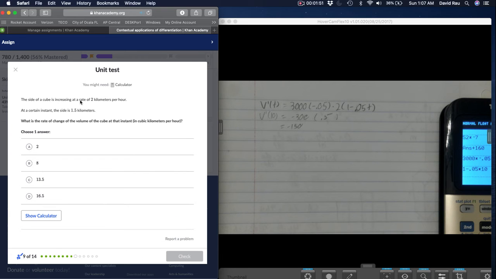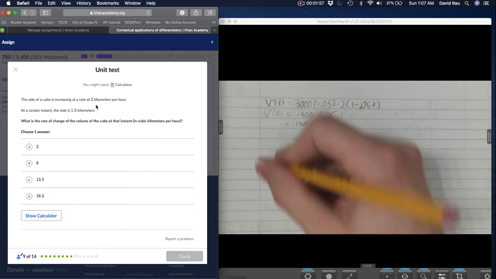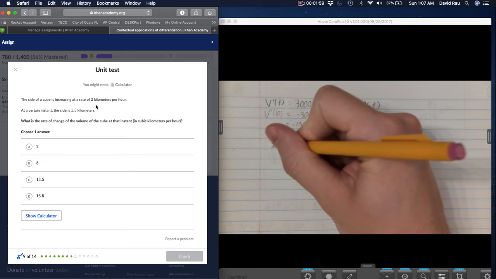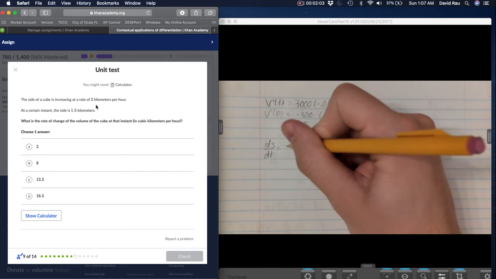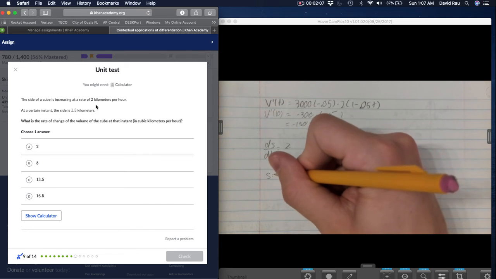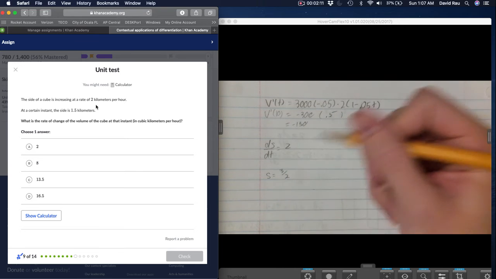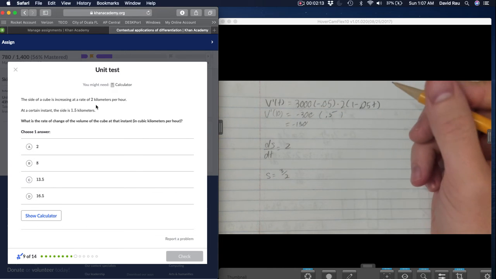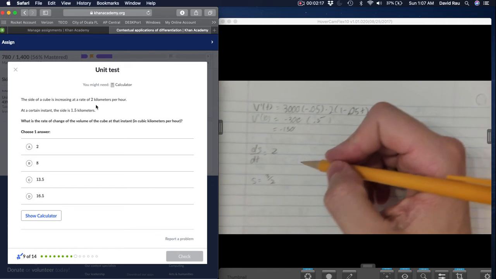All right. Once again, volume questions. The side of a cube is increasing at a rate, so that usually we'll call side like S. And so that's the rate of change, so dS/dt, it's increasing at 2. And at a certain instance, S is 1.5, and the trick to this problem is probably writing that as 3 over 2 to make it easier for yourself if you don't have a calculator. And the question is, what is the rate of change of the volume?